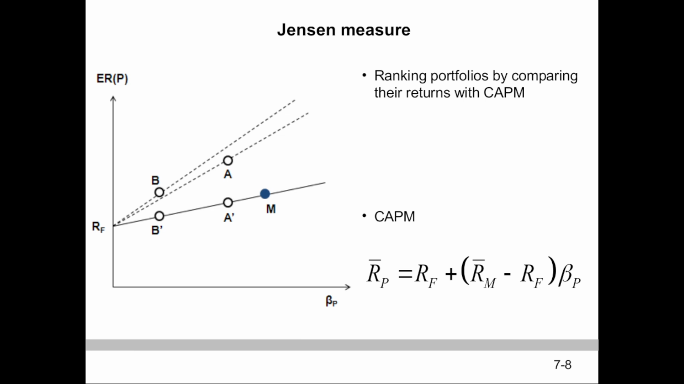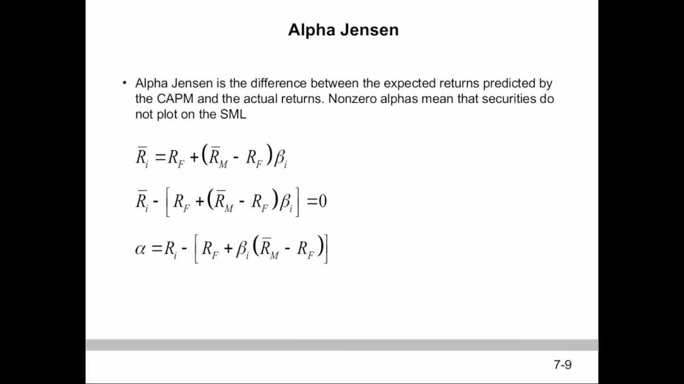The straight line over the market portfolio M is called the SML. Just remember that. The Alpha Jensen. The Alpha Jensen is the difference between the expected returns predicted by the CAPM model and the actual returns. Non-zero alphas mean that the securities do not plot on the SML.